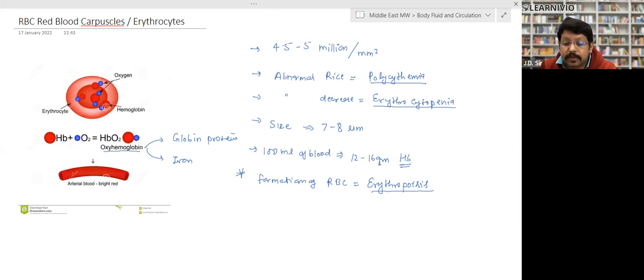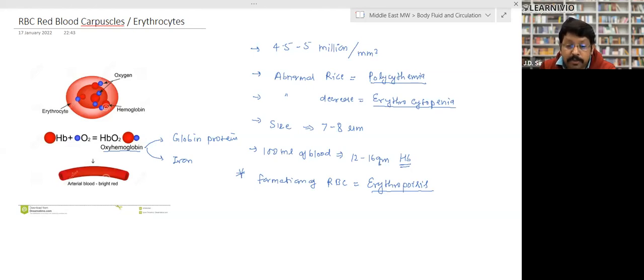In the adult stage, it takes place at bone marrow, full stop. But underline this statement: at the embryonic stage, RBC are produced in our liver. At the embryonic stage, RBC is formed in our liver. Full stop.